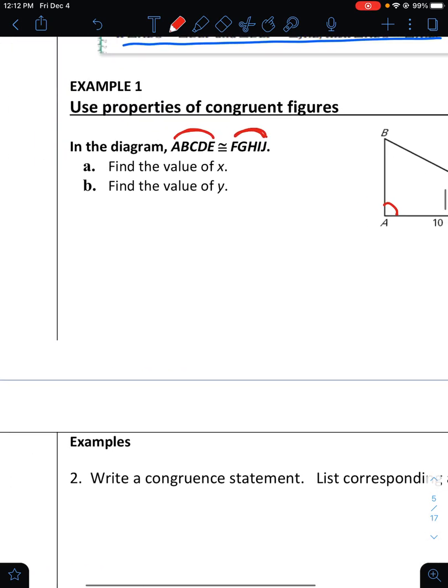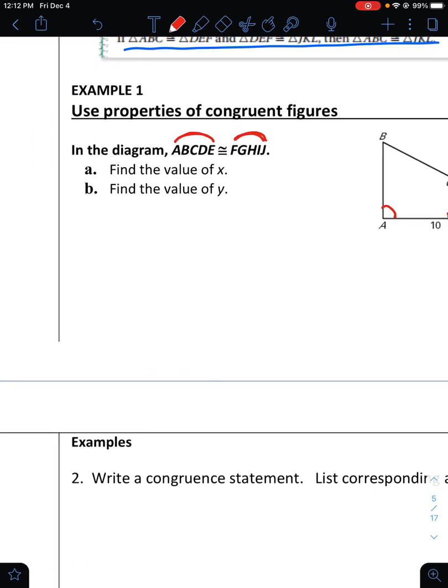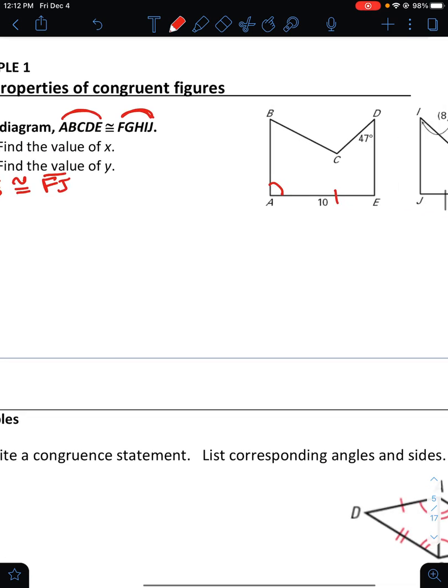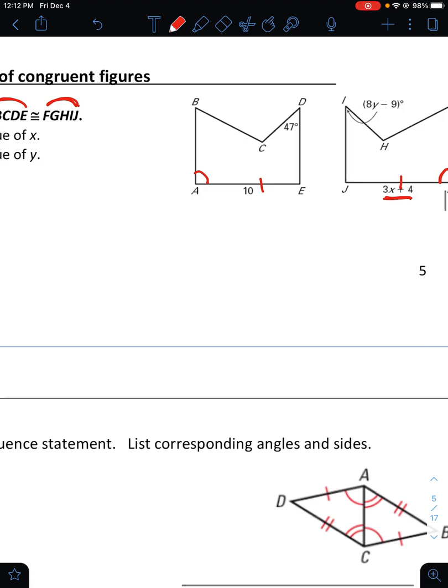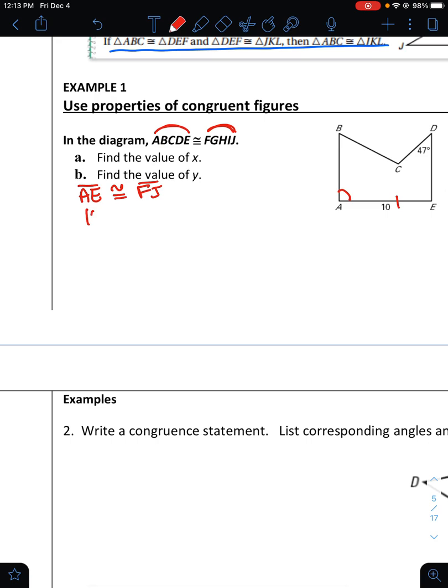So I'm going to write a couple things down here. I know that segment AE is congruent to segment FJ, because I'm told that they are congruent in general. So I can set those two expressions equal to each other. So 10 equals 3x plus 4. And then that's going to, of course, allow me to solve for x. Take away 4 from both sides gives me a 6. Divide by 3, looks like I get 2, okay?